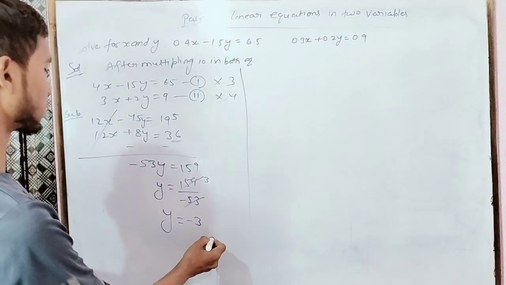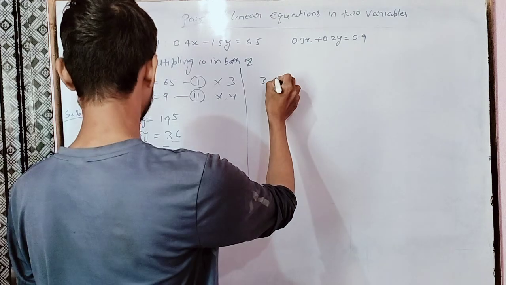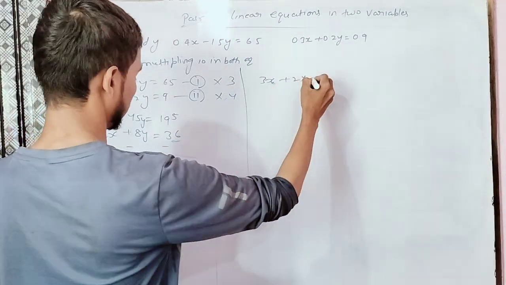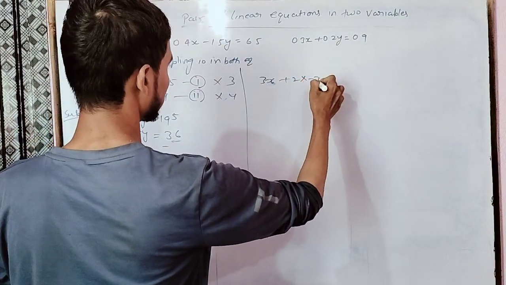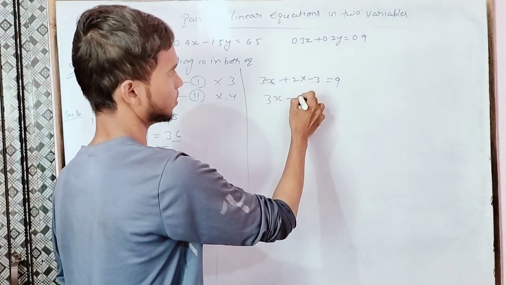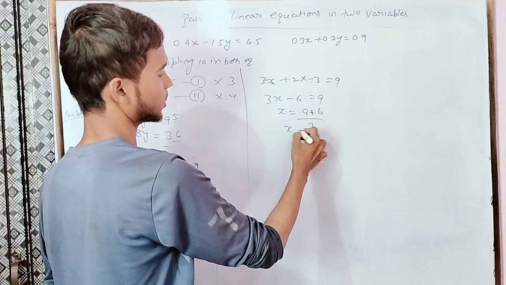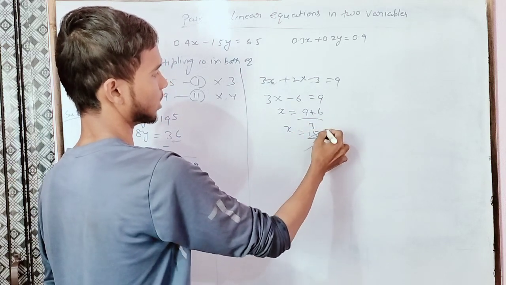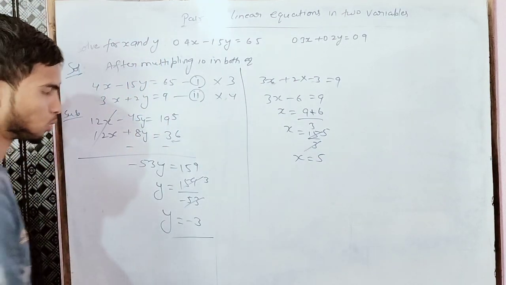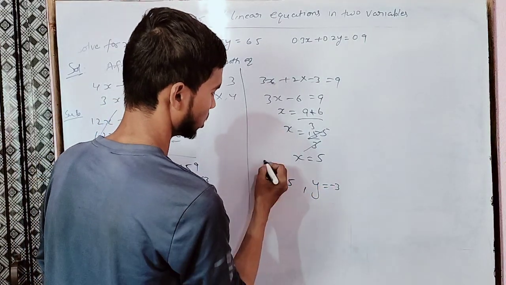Now we will substitute the value of y in any equation. So 3x, we are substituting y. So 2 multiplied by minus 3 is equal to 9. We will simplify it further. So this will be 6, 9 plus 6 upon 3. So this is 15 upon 3. 3 5s are 15. x as 5. Okay. So finally x as 5, y as minus 3.